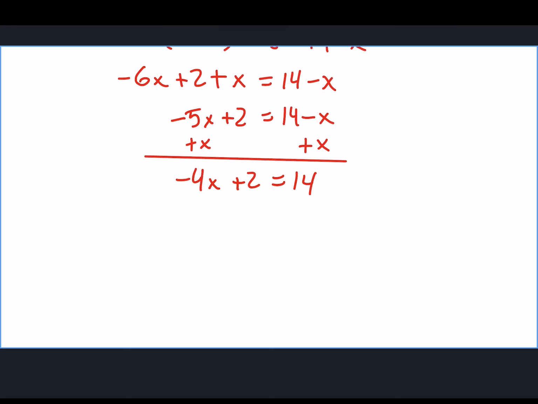Then to get the x, or at least the stuff containing x, by itself, we need to subtract 2 from both sides. And when we subtract 2 from both sides, we're left with negative 4x on the left-hand side, and 14 minus 2 is 12. And in our last step, we can divide by the coefficient. The coefficient is negative 4, we'll divide both sides by that.